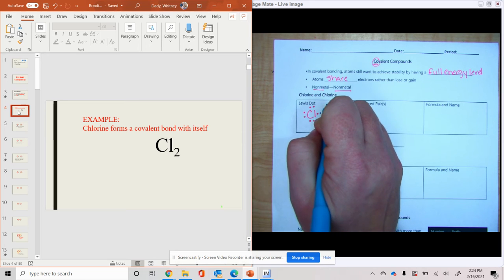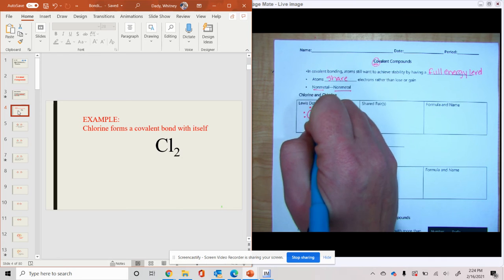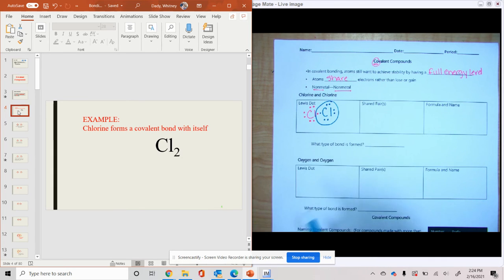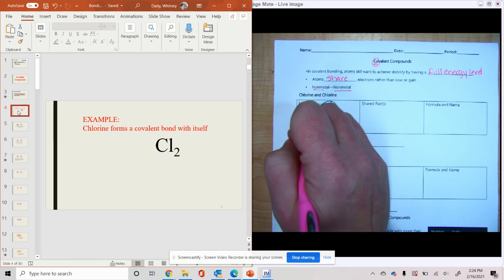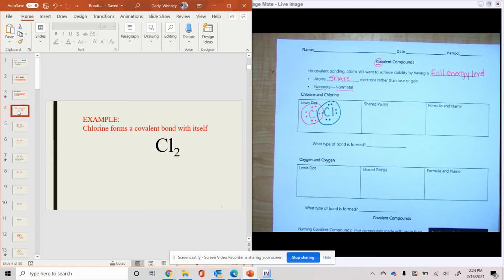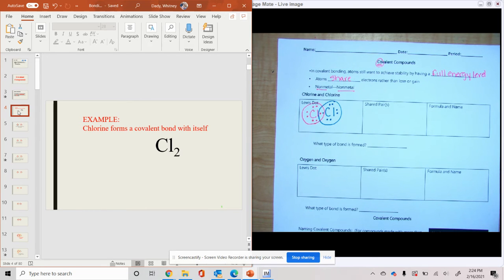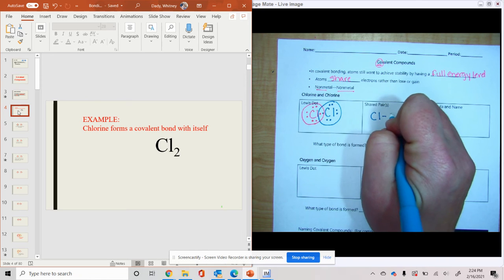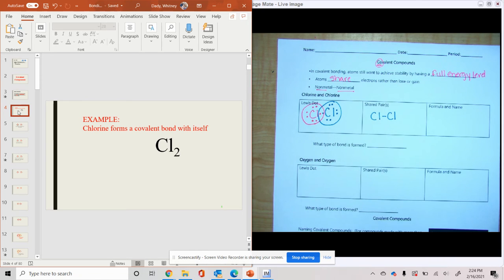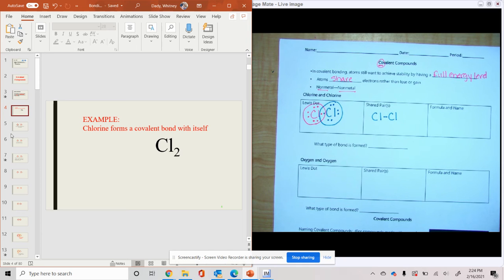And so if we watch, this one has 7, I need 8. I'm going to circle that. Now notice I've got 1 pink, 7 blues. I come over here and circle the pink. They have shared 1 pair. Okay, they have shared that 1 pair. And so when we write shared pairs, we're just going to write Cl, Cl. This indicates that 1 pair is shared.